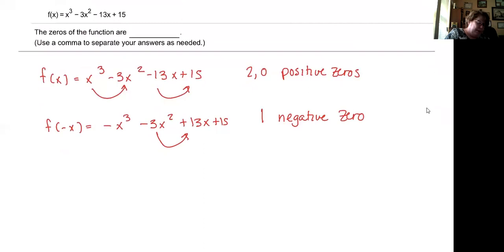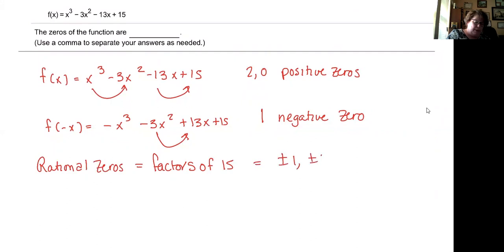Now the rational zeros are going to be factors of 15, my constant. So what's that going to be? Plus or minus 1, plus or minus 3, plus or minus 5, plus or minus 15. So one of those numbers is possibly a zero of this thing.